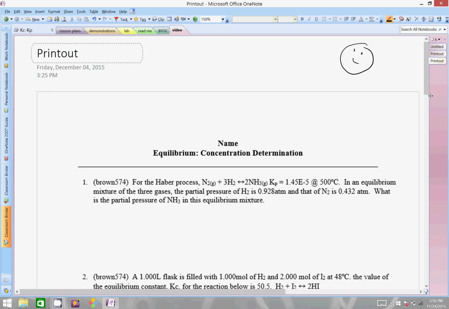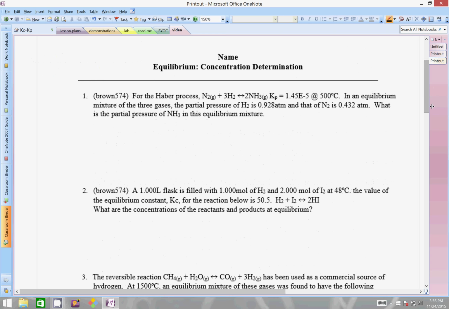Alright, so here we have a reaction where it's giving us an equation. I'm going to rewrite the equation: N2 plus 3H2 yields 2NH3. It's giving me a K value, and it's a Kp value, so we'll be dealing with pressures in this as opposed to moles per liter, partial pressures. We have 1.45 E to the negative fifth at a temperature.